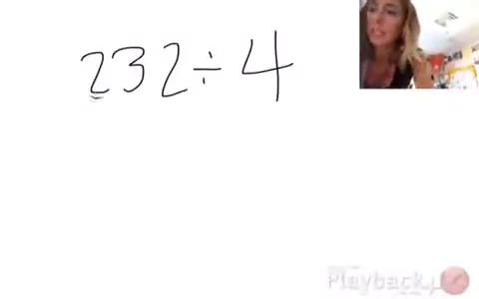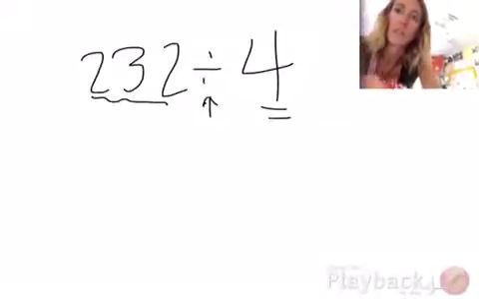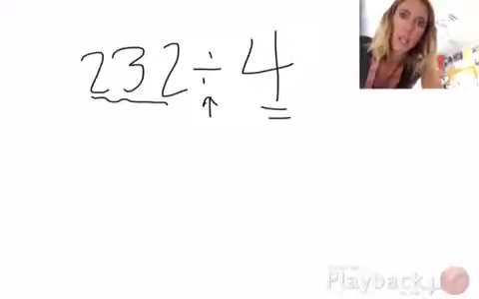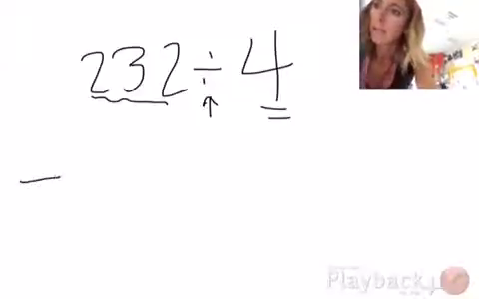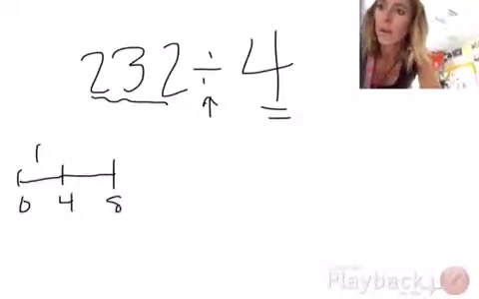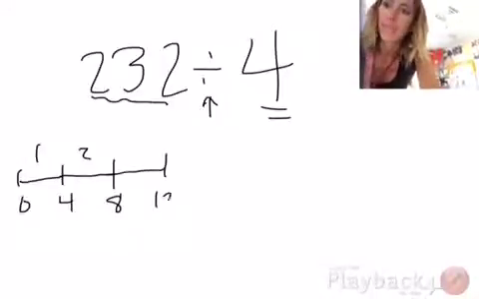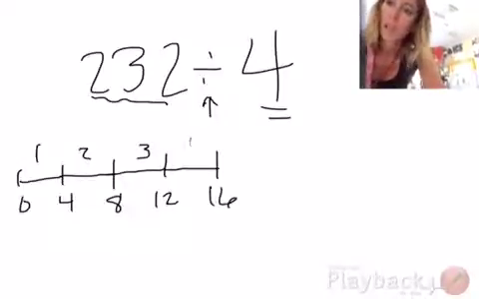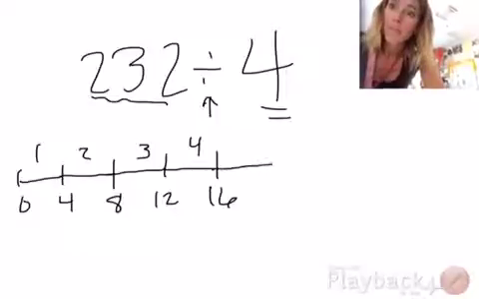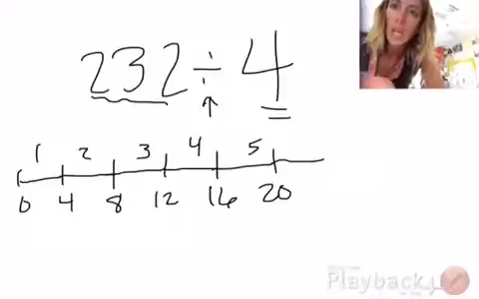So let's go to a number line. Let's take 232 and divide it into groups of 4. Is that how we want to think of it? Let's see. If I start out at 0, I have one group of 4. There I am. 2 groups of 4. 3 groups of 4. I'm just adding 4 each time. Now I have 4 groups of 4. 5 groups of 4.